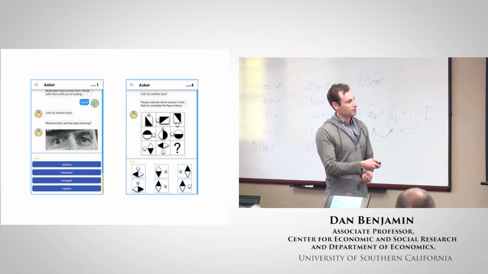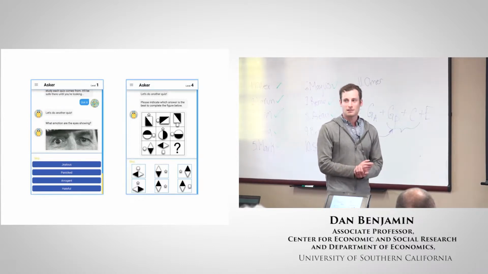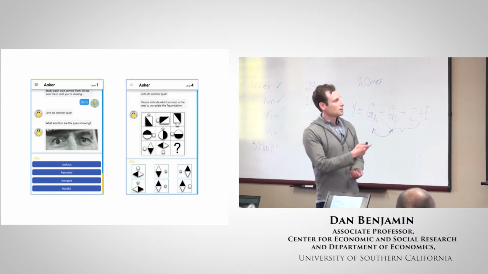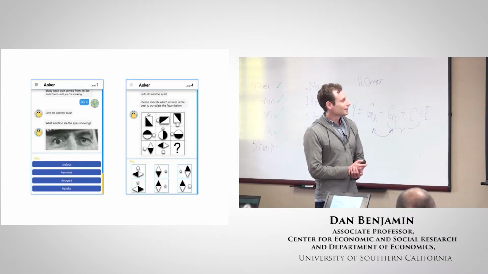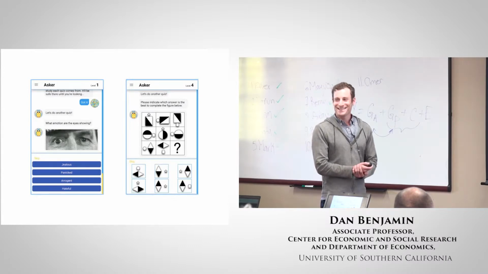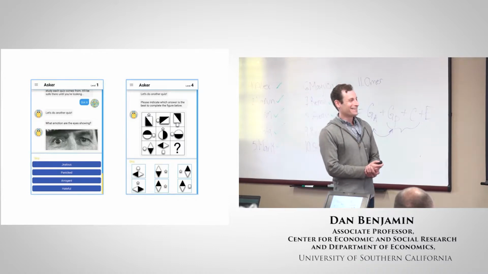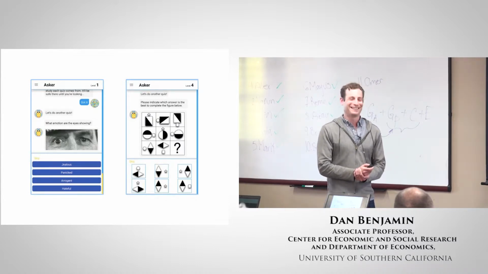This is an example of a Raven's matrices test of cognitive abilities. What's the answer to the I one? There's no answer. These are the four possibilities: jealous, panicked, arrogant, and hateful. Panicked. Yeah. Yes. This is an autism test.